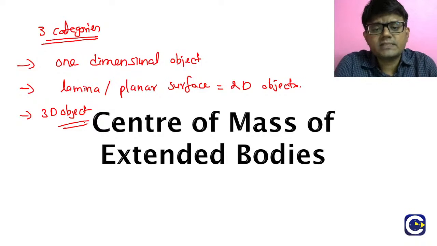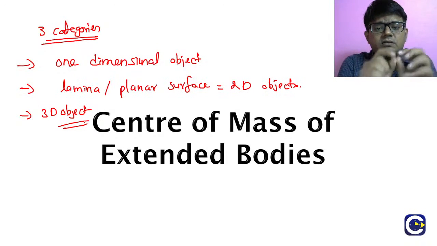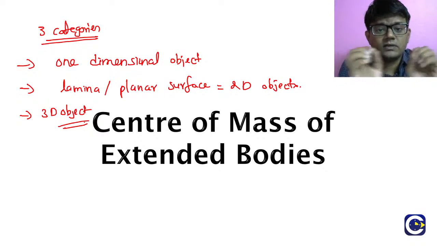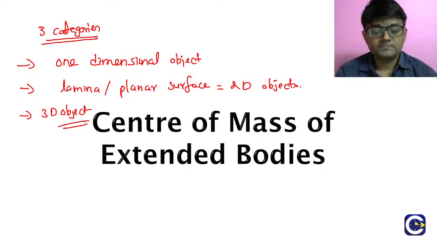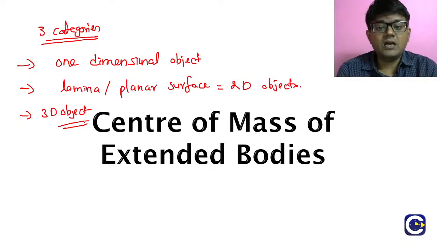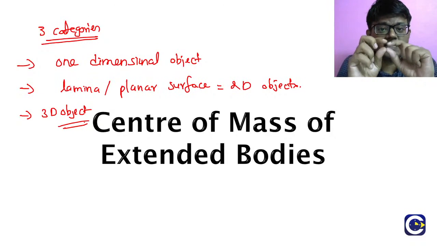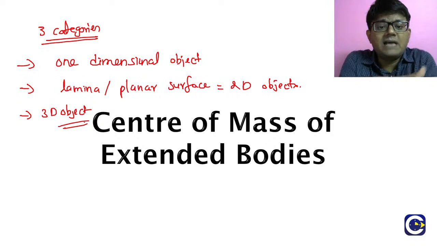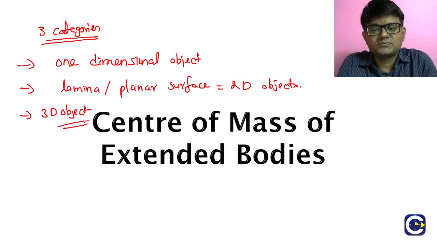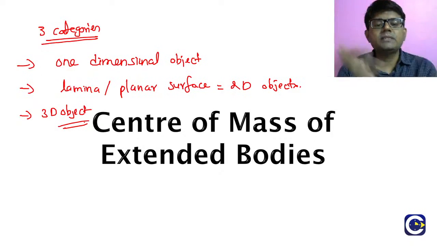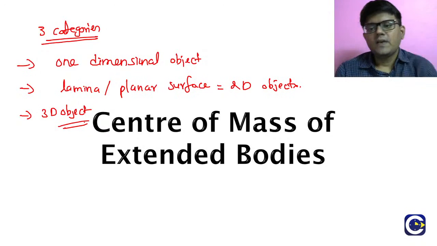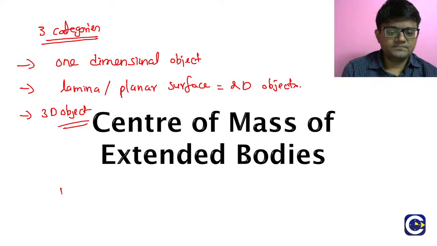The one-dimensional objects, which are typically our wire or thin rod, we categorize as one-dimensional objects. Lamina or planar surfaces, where you neglect the thickness, have the mass spread in two dimensions, so we call it a 2D object. The 3D object means the general 3D object. For these objects, we define the mass density.